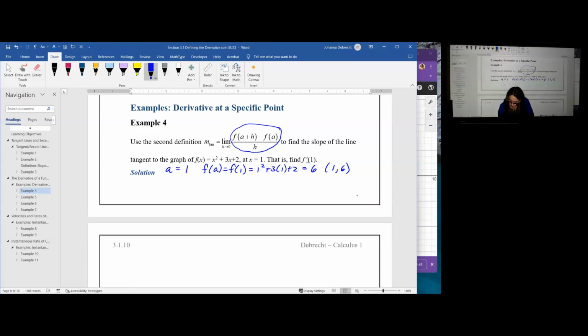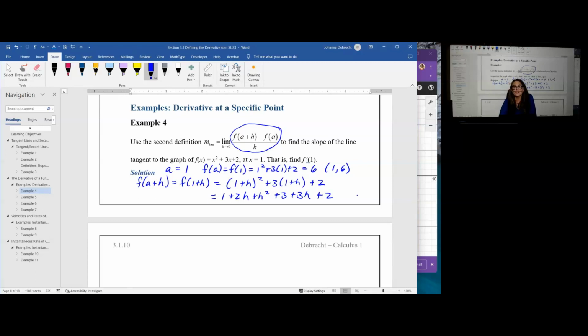The next part we need is f of a plus h, but I know that a is the number 1, so I want f of 1 plus h. This is more complicated. This means (1 plus h) squared plus 3 times (1 plus h) plus 2. You're going to have to multiply it all out. This is going to give me 1 squared plus 2h, double the outside and inside, plus h squared plus 3 plus 3h plus 2.